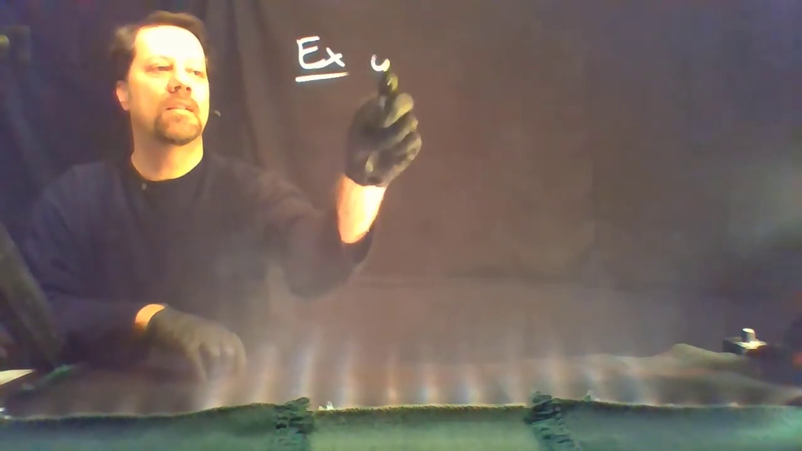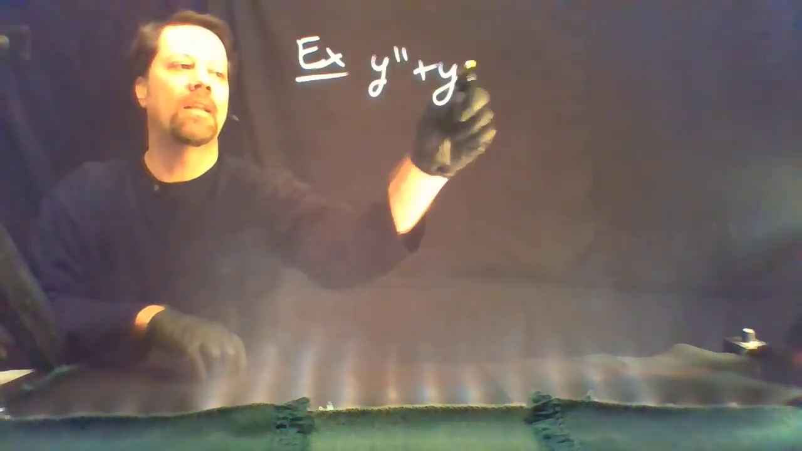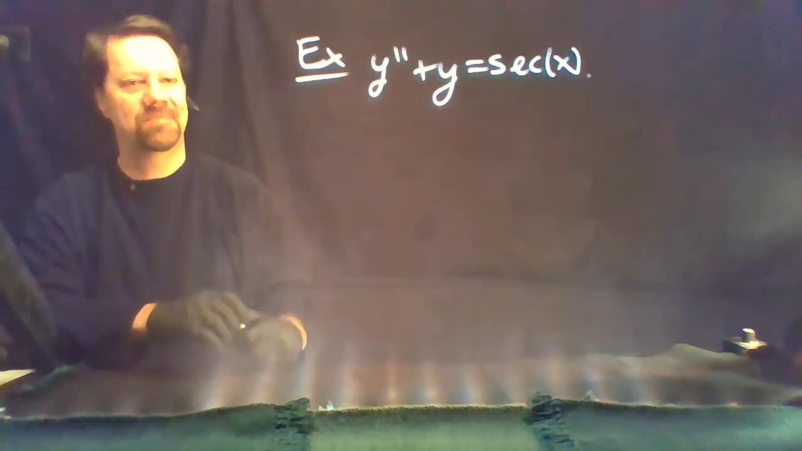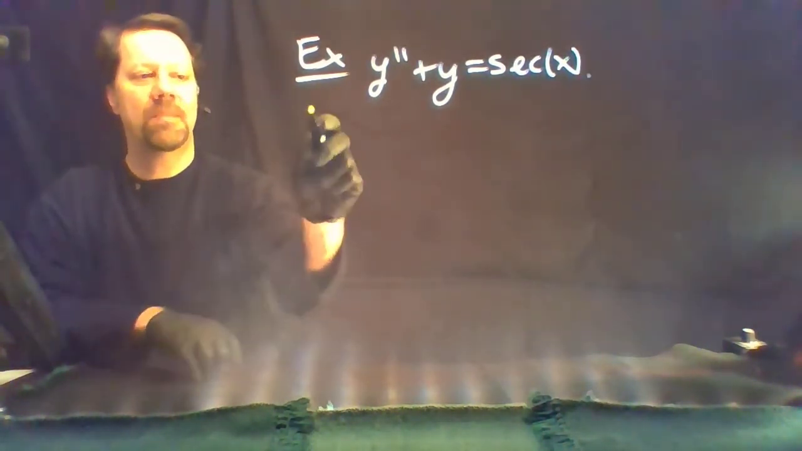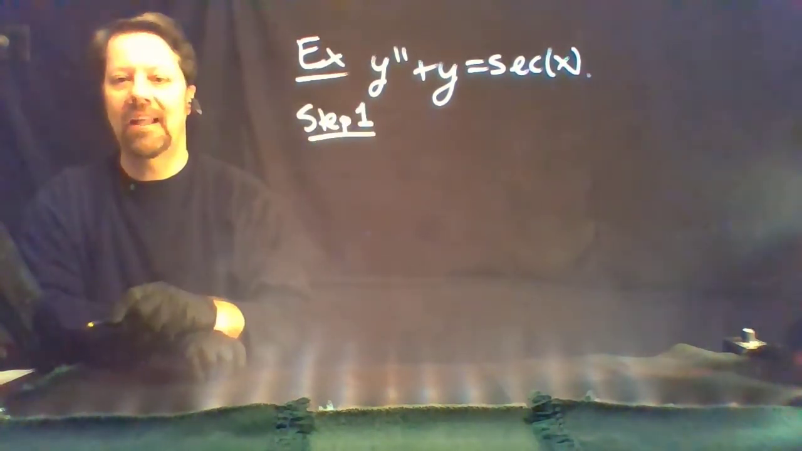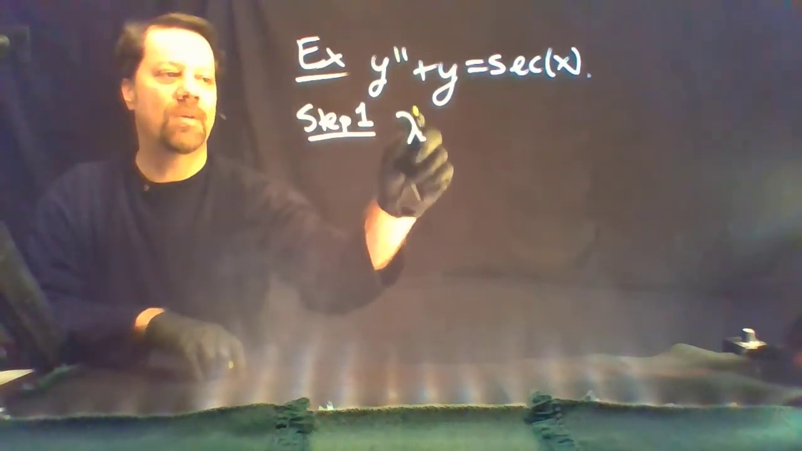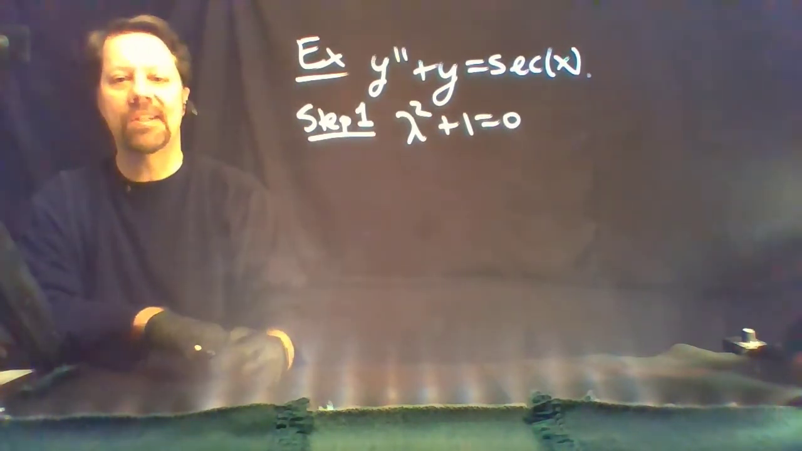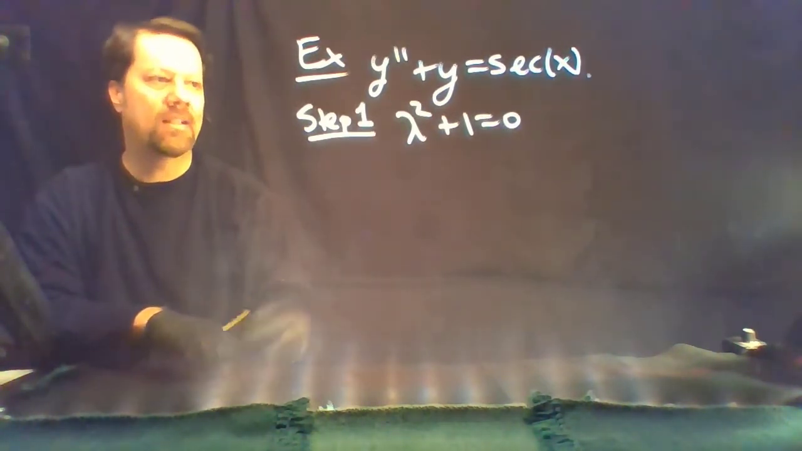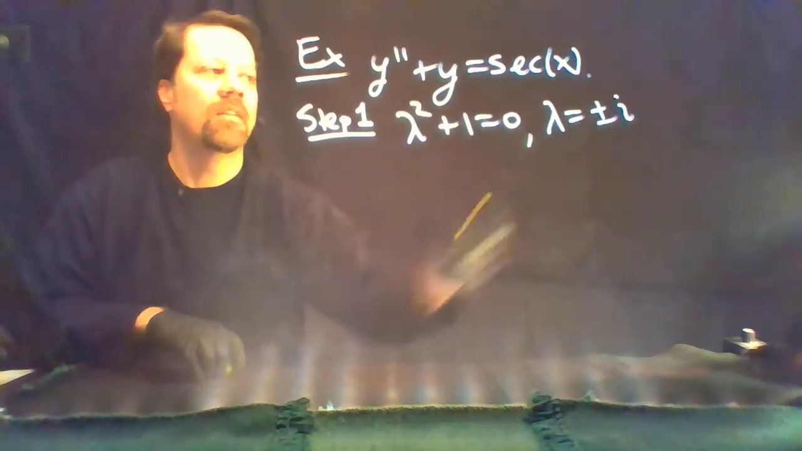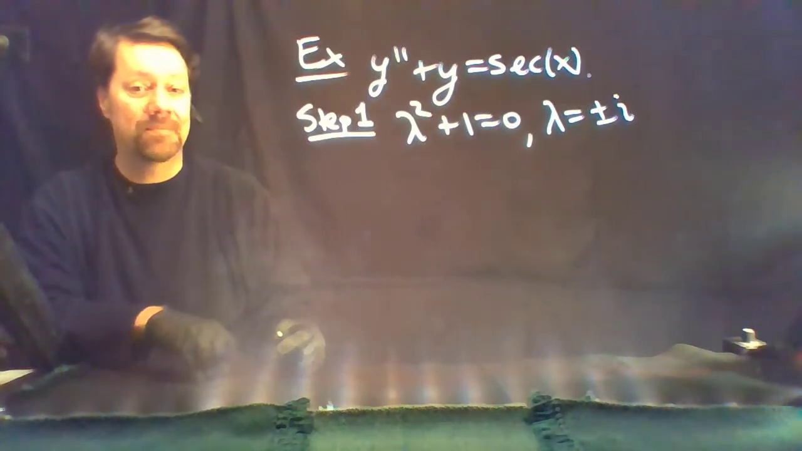As an example, let's consider y double prime plus y equals secant of x. In step 1, as per usual, we start with an attempt to solve the corresponding homogeneous equation. You can see that the characteristic equation is lambda squared plus 1 equals 0, which has solutions lambda equals plus or minus the imaginary unit i.